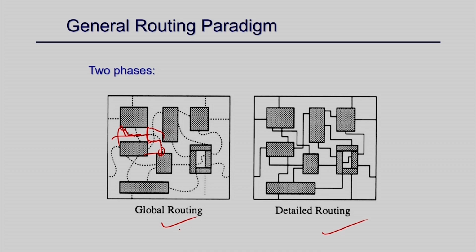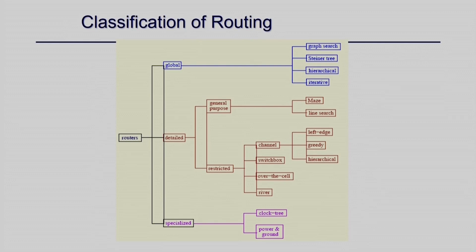So, in global routing I just decide through which part of the circuit, or which channels, it will go. For example, say for this I decide it will go through this track plus this track, something like this. But I do not finalize the exact track number here, and that is what is done in the detailed routing.